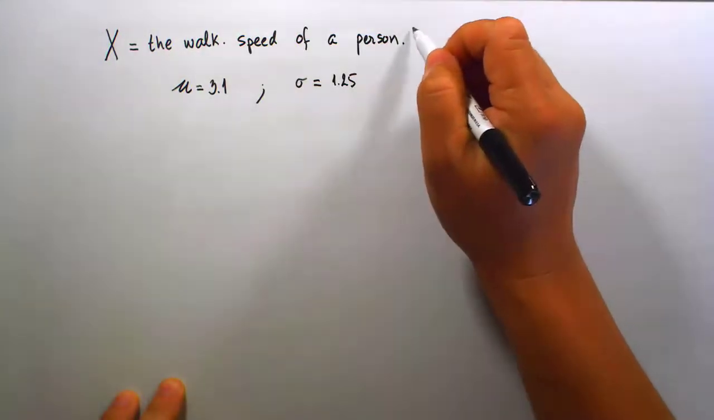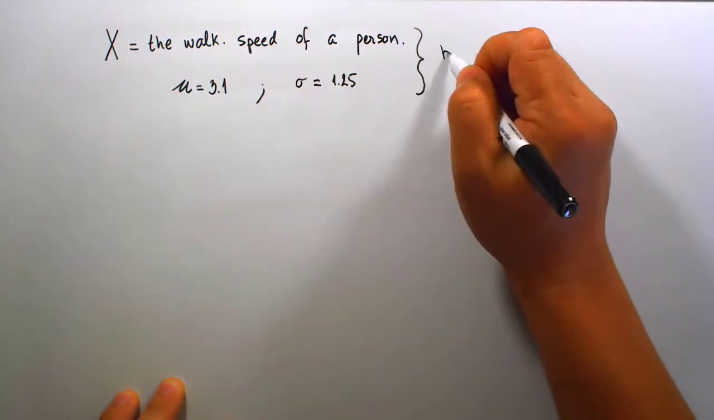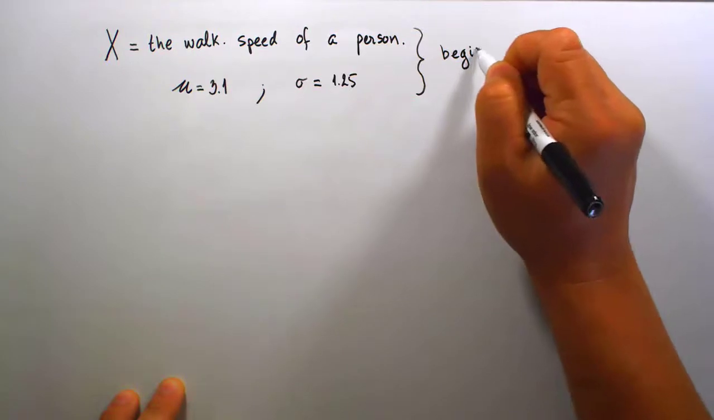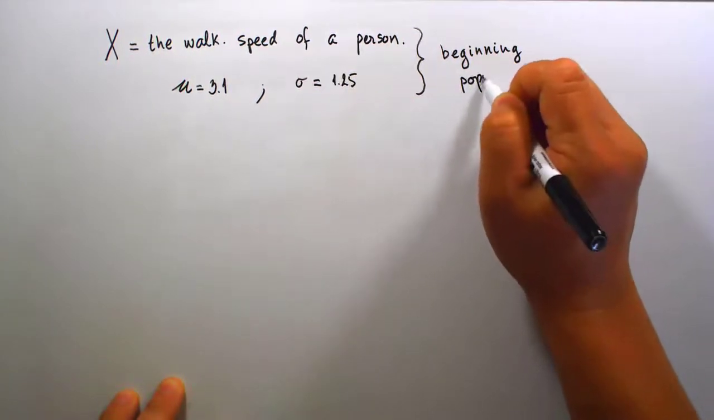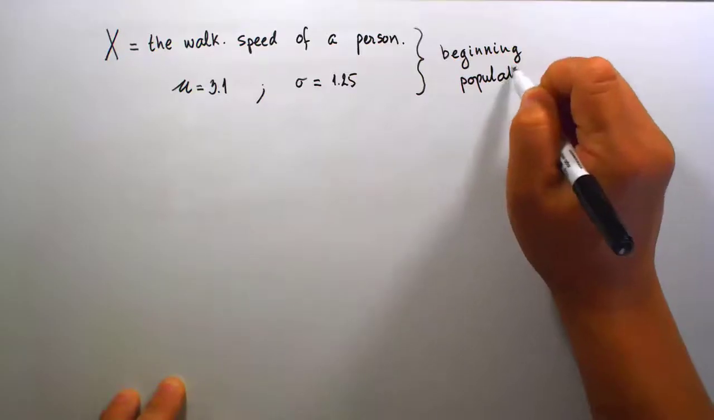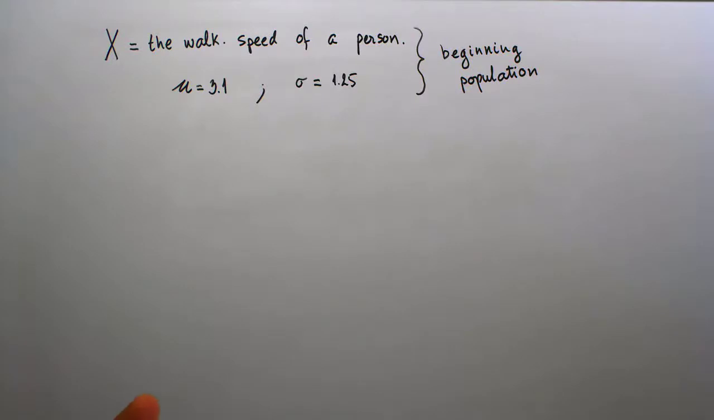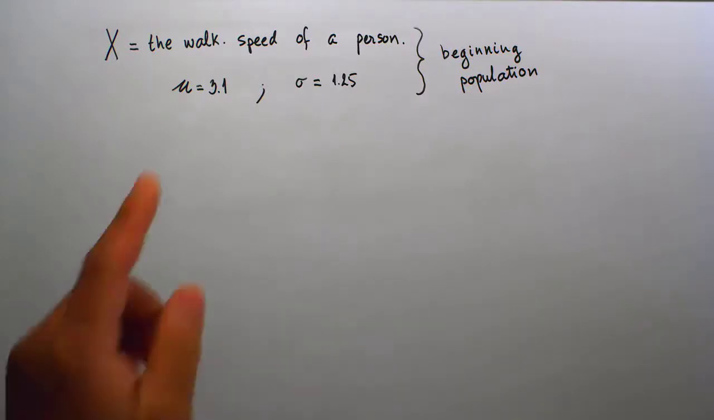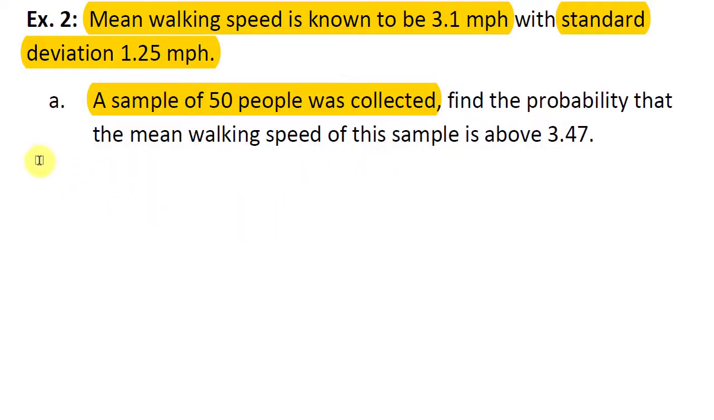I would refer to this population of walking speeds as our beginning population. This term here is just optional, but it enforces the understanding that any sample that we are later going to work with comes out of this beginning population. And so now we are ready for going further into question A.